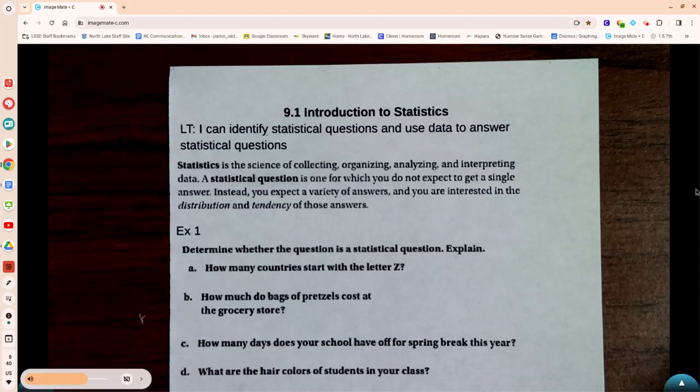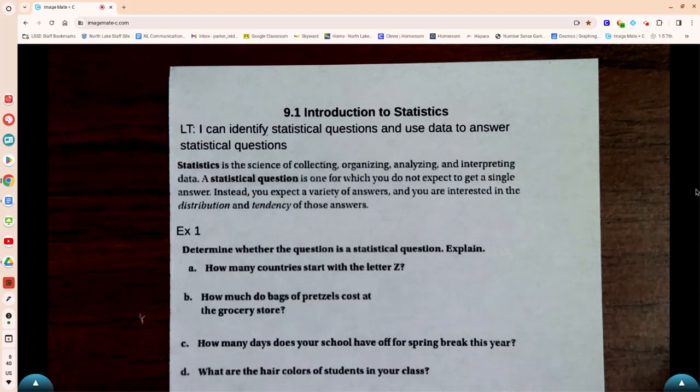So this is 9.1, and it is our introduction to statistics. Could I have a volunteer read our learning target where it says LT? Mia? Identify statistical questions and use data to answer statistical questions.